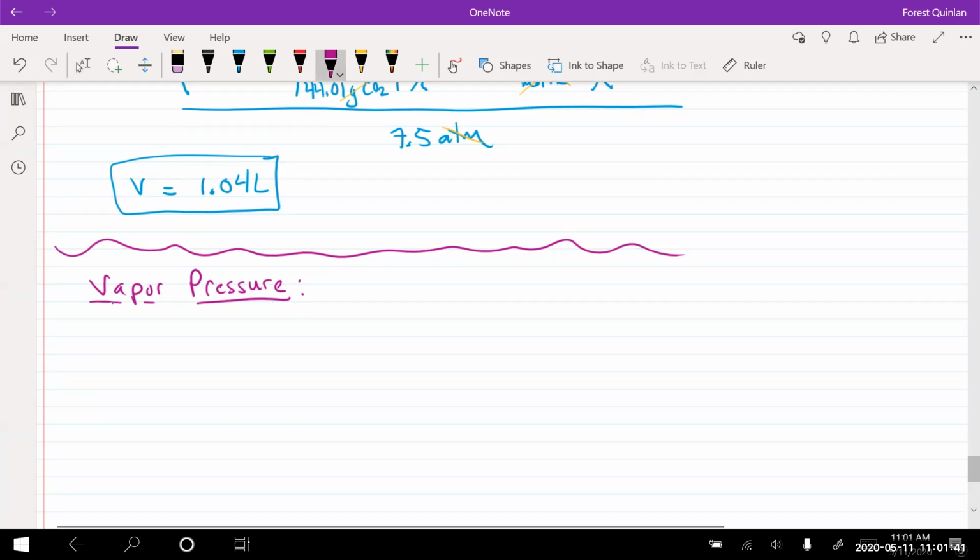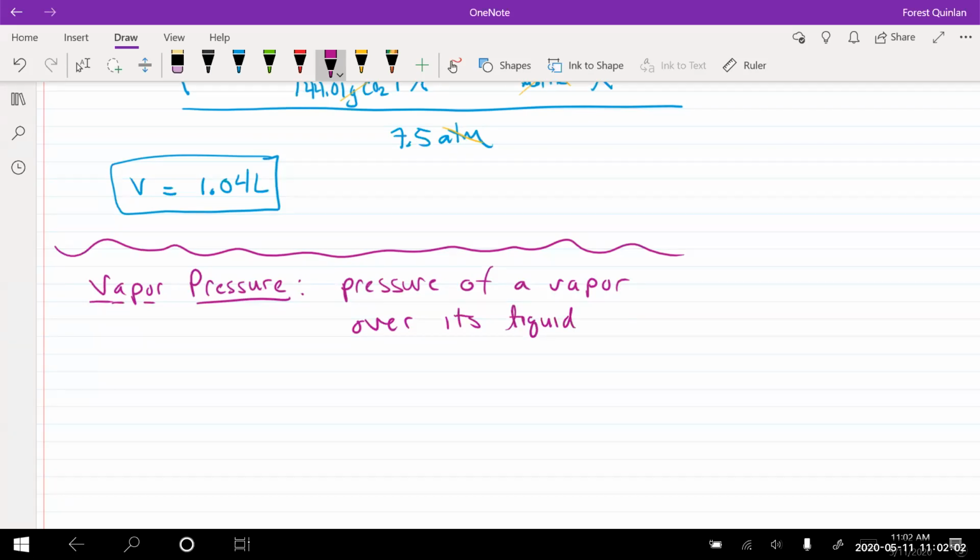Yeah, it has to do with total pressure. But vapor pressure, if you go back to the intermolecular forces that we talked about a few weeks ago, this is the pressure of a vapor, and here's the kick, over its liquid. Partial pressure. Yeah, it's also called partial pressure.